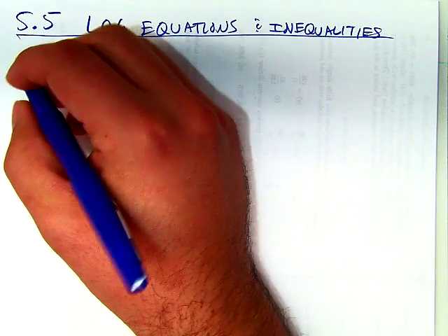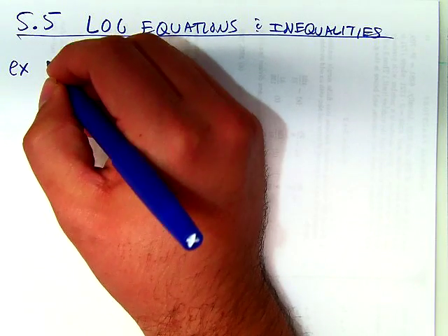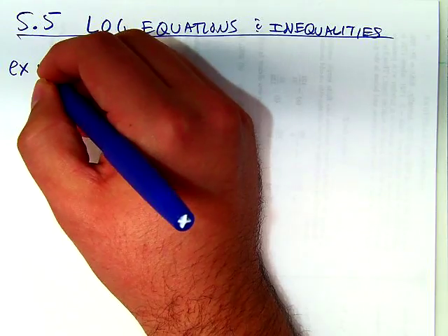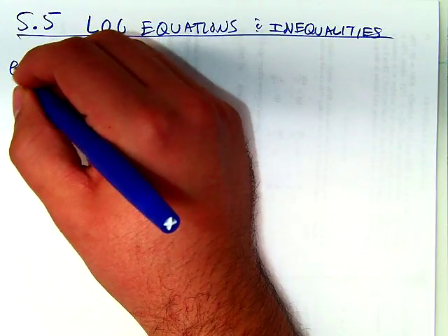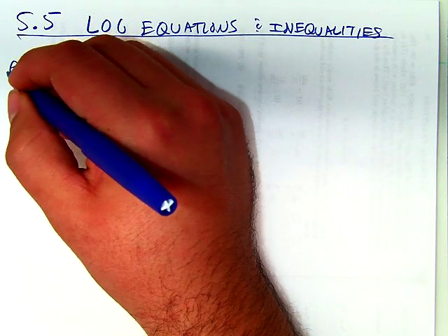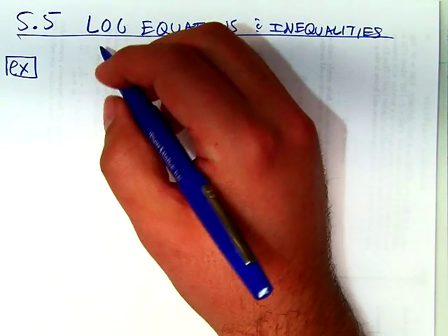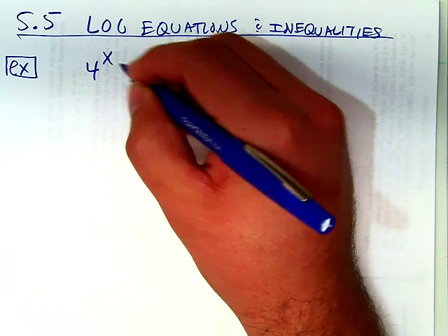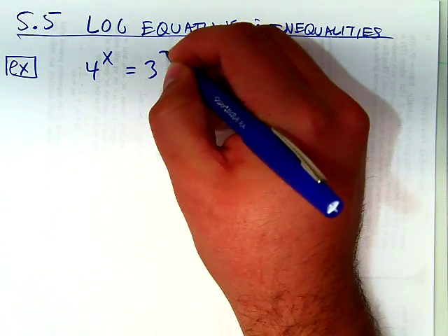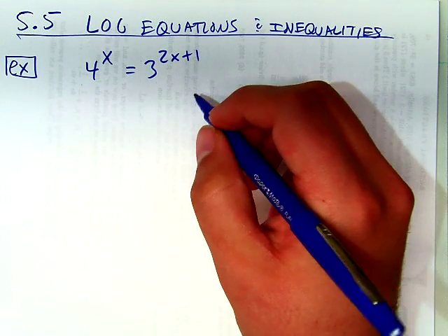Okay, so some of these will be very similar to the problems that you did when you were in Algebra 2. Others will probably look a little different, and that's okay. But I think you guys can handle it, so you guys will do a good job. All right, so let's say we have 4 to the x equals 3 to the 2x plus 1.